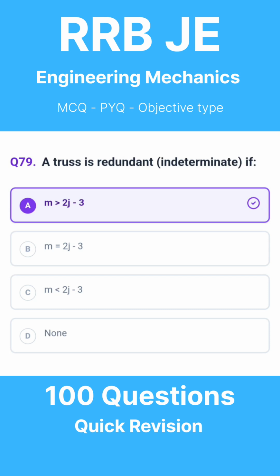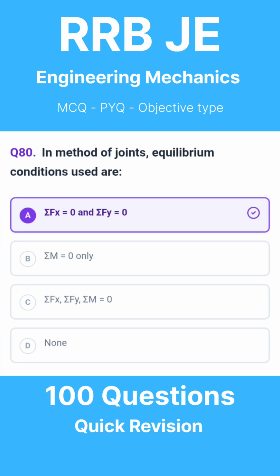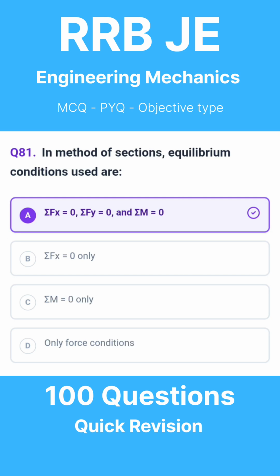Question 79. A truss is redundant, indeterminate, if. The correct answer is M greater than 2J minus 3. Question 80. In method of joints, equilibrium conditions used are. The correct answer is sum of Fx equals 0 and sum of Fy equals 0. Question 81. In method of sections, equilibrium conditions used are. The correct answer is sum of Fx equals 0, sum of Fy equals 0, and sum of M equals 0.